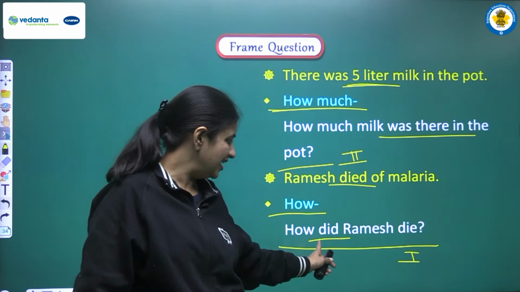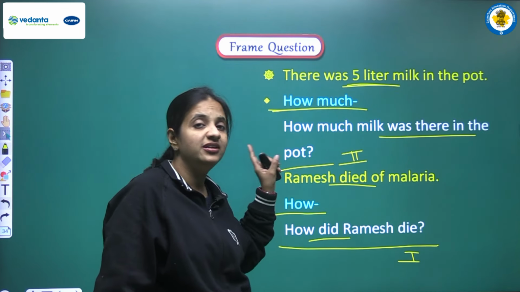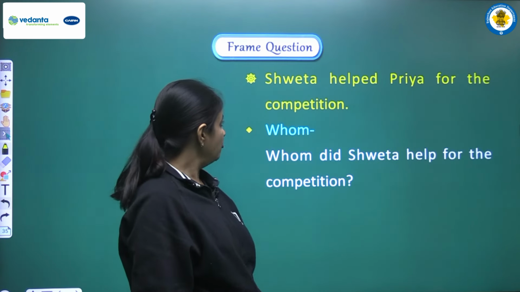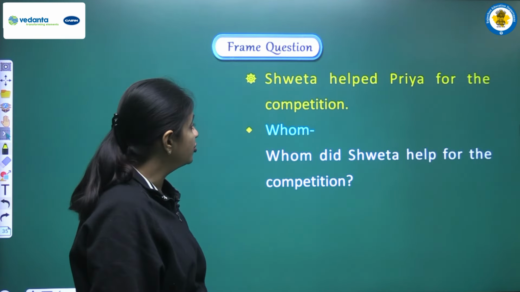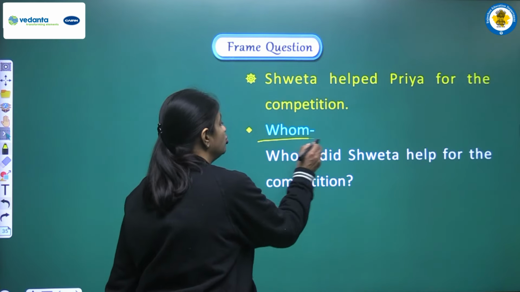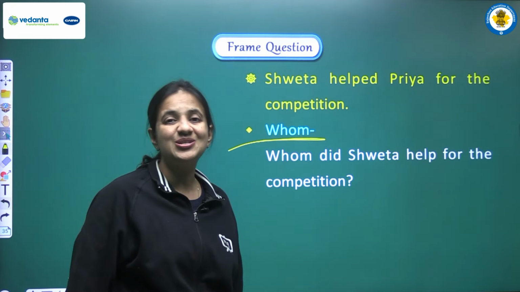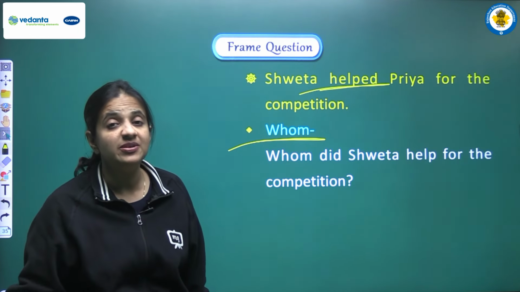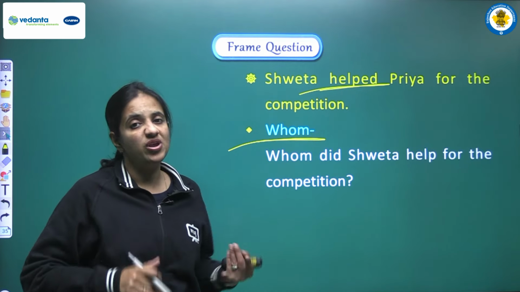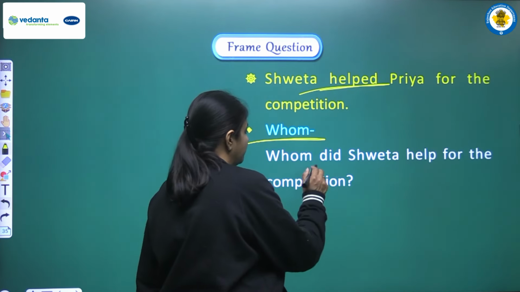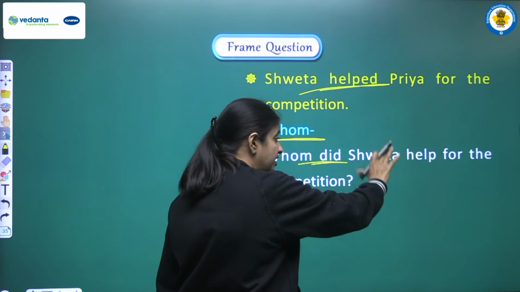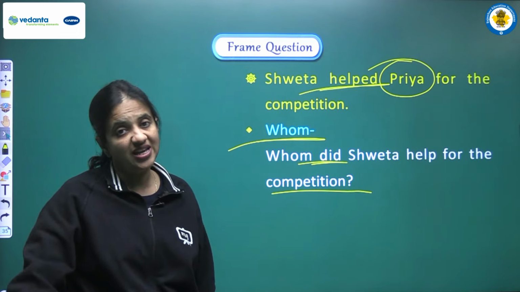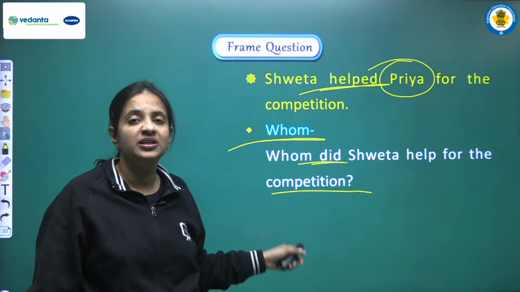Okay, so when we are using did, we have to use did plus first form, but when did is hidden, we have to use the second form of the main verb, right? Now we are having Shweta helped Priya for the competition, and now we have to use whom. The WH word that is given to us is whom. So let's see, in this sentence also we are having the second form of the main verb. It means this is also past simple tense. So we have to use did. So the sentence will be whom did Shweta help for the competition, and the answer is she helped Priya. Okay, so Priya is the answer of whom. Clear?